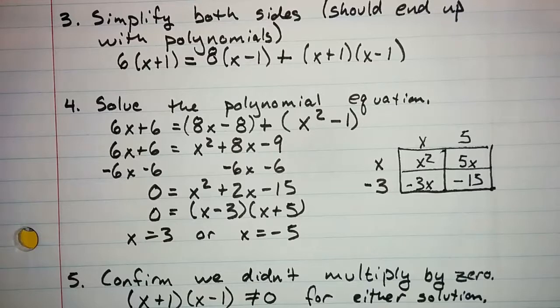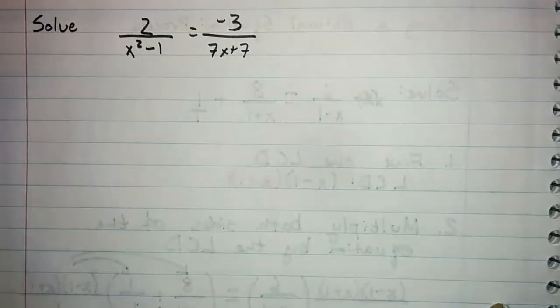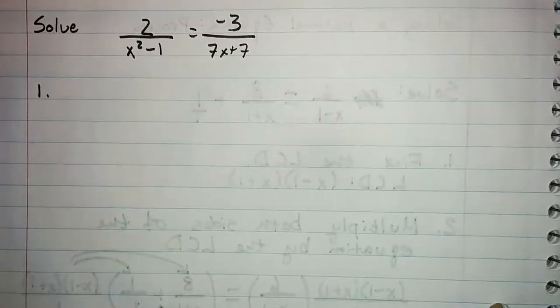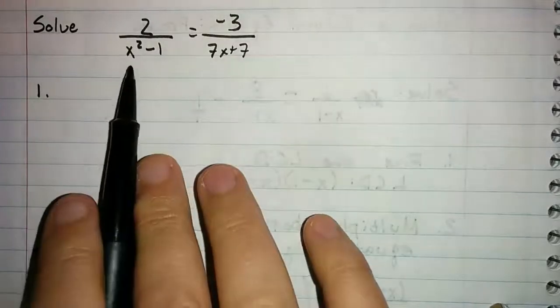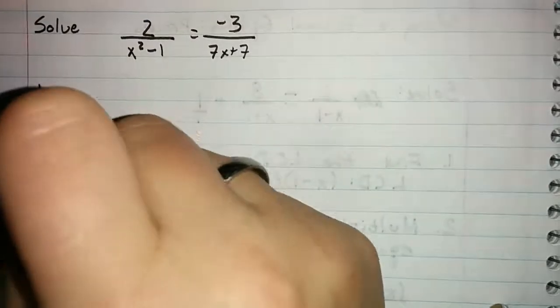All right, let's see another example, and then I'll have you try one. Let's suppose that we want to solve this rational equation. 2 over x squared minus 1 equals negative 3 over 7x plus 7. First, we're going to want to find our least common denominator. In order to do that, we're going to need to factor our denominators.